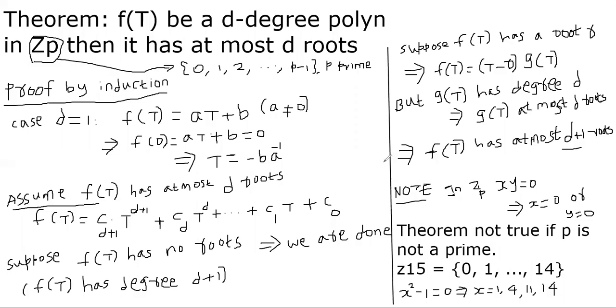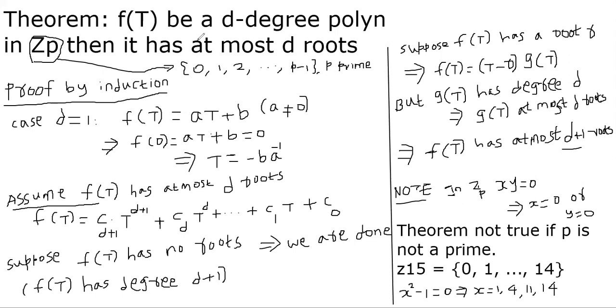Hello, in this segment, I will prove this very important theorem we need for the following segments. Let f(t) be a d-degree polynomial in Z_p. Z_p means all the elements from 0 through p minus 1, where p is a prime. We claim that any polynomial of degree d will have at most d roots. We will prove this by induction.